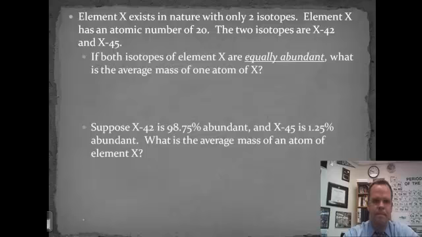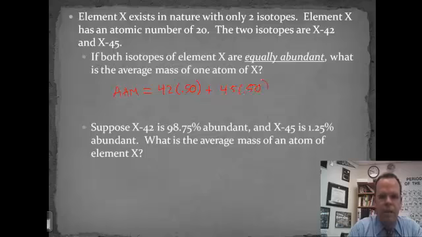So let's look at some examples. Element X exists in nature as only 2 isotopes. Element X has an atomic number of 20. The 2 isotopes are X-42 and X-45. If they were equally abundant, what would be the average? So if they were equally abundant, we'll do average atomic mass equals 42 times 50%, so 0.50, plus 45 times 50%. We would get halfway in between, which would be 43.5 AMU.